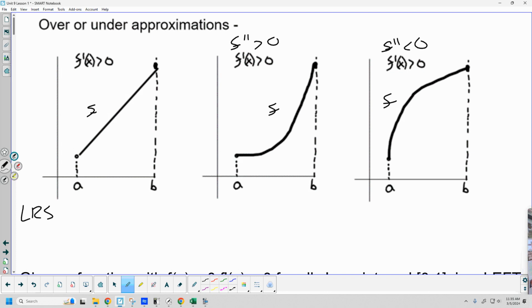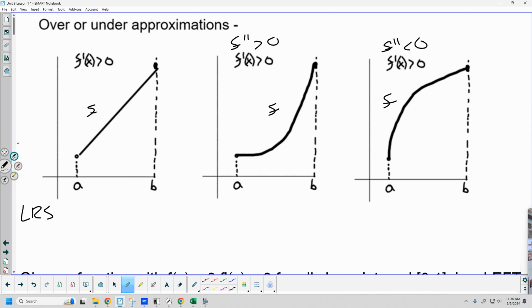All right. Over, under. Over, under. No. F times positive means the function's going up. No, that's a tangent line approximation. I want area.